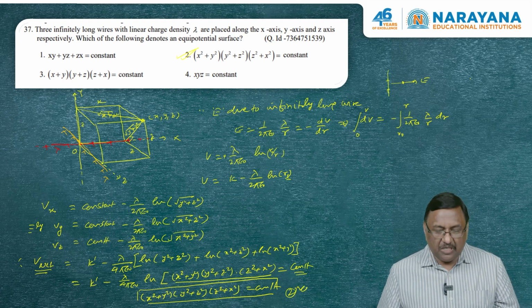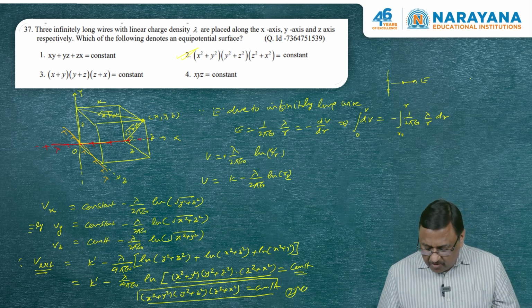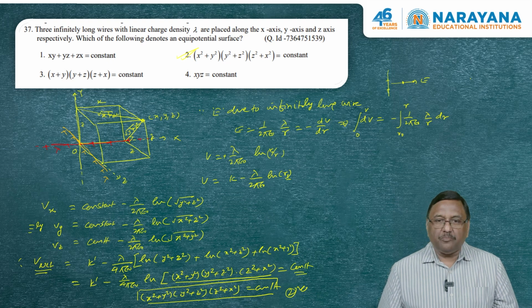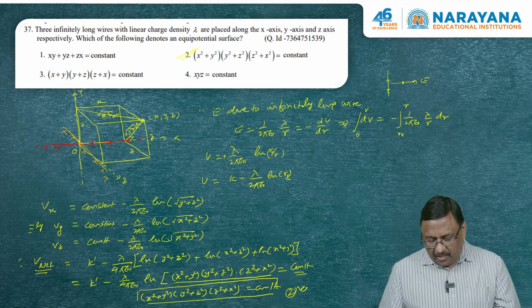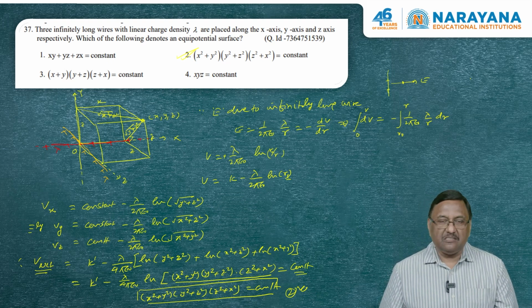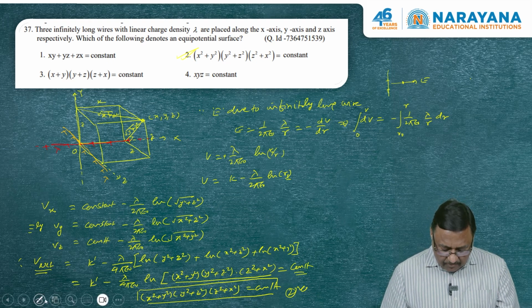This one is a good question in this paper. So we should try to understand how to find the potentials due to an infinitely long wire and then sum it up. You can understand very easily. Let us move to the next slide now.